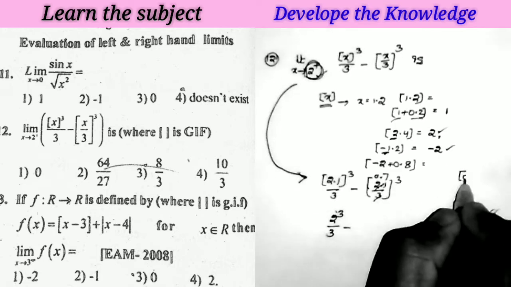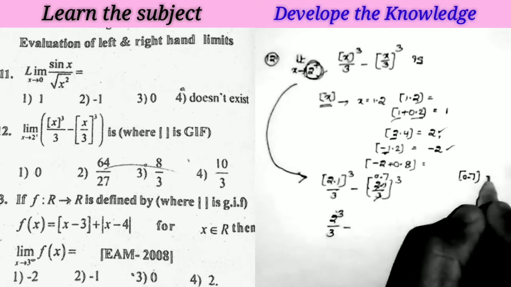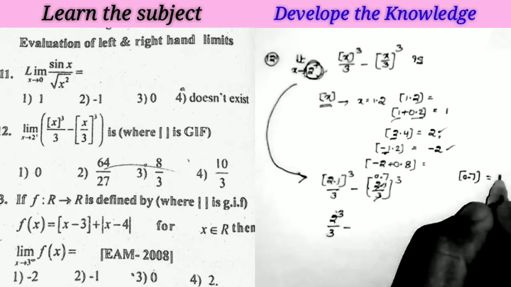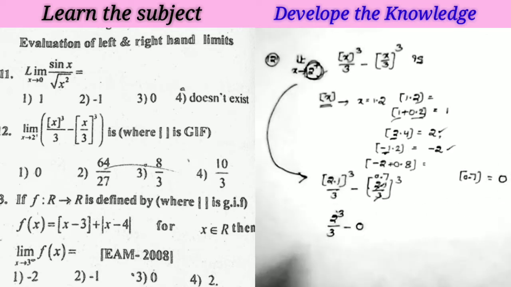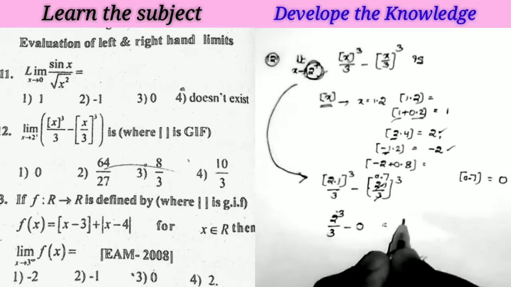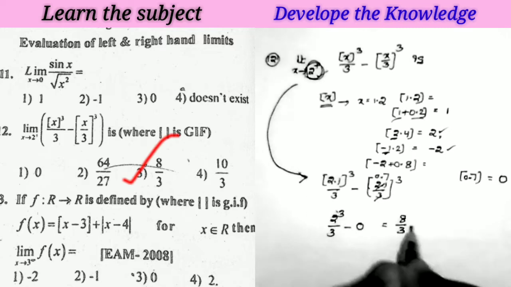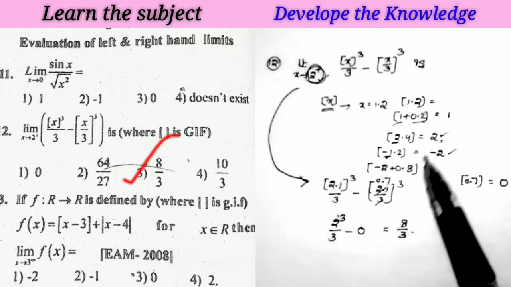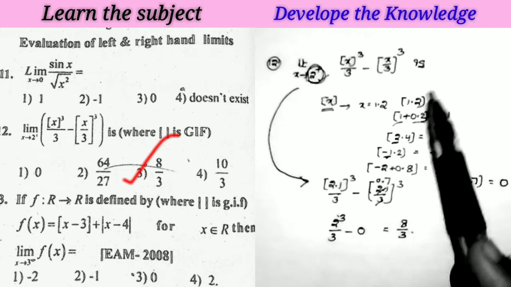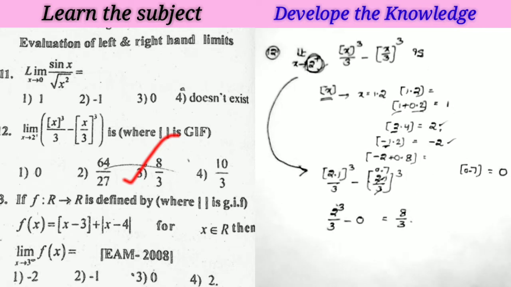What is step 0.7? What is the greatest integer here? That is equal to 0. So 0 whole cube is equal to 0. So the answer is equal to 8 by 3. That is the third option. You know the formula of the step function, and after applying that formula you can find the required answer. That is the procedure.